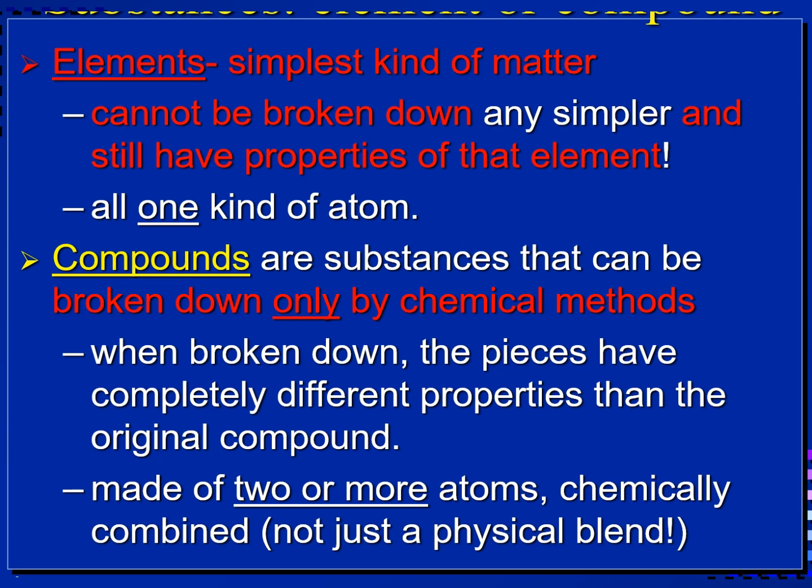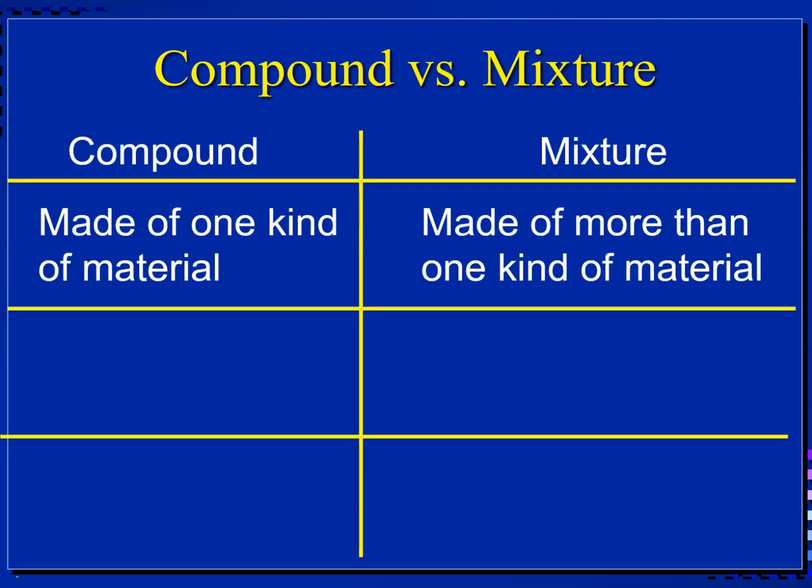So again, the difference: compounds are made up of multiple atoms of multiple elements. It's not just a physical blend. They are chemically combined with chemical bonds. We'll talk about those in a little bit. But elements are going to be just like if I've got a chunk of aluminum, it's going to be pure aluminum, right? So, good examples, and I like this little T-chart.